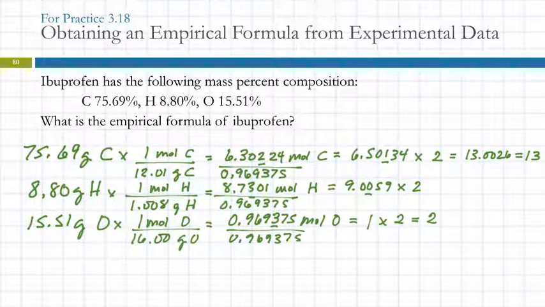So this one comes out to 18.0118. Close enough to round, so that one's 18. So it's going to be C13, H18, O2.